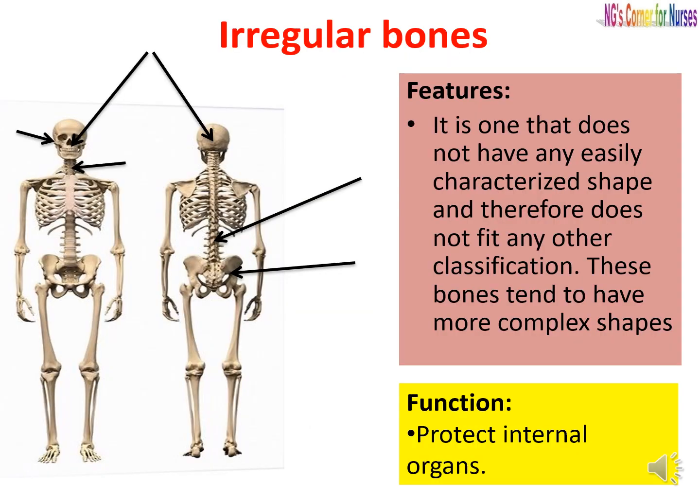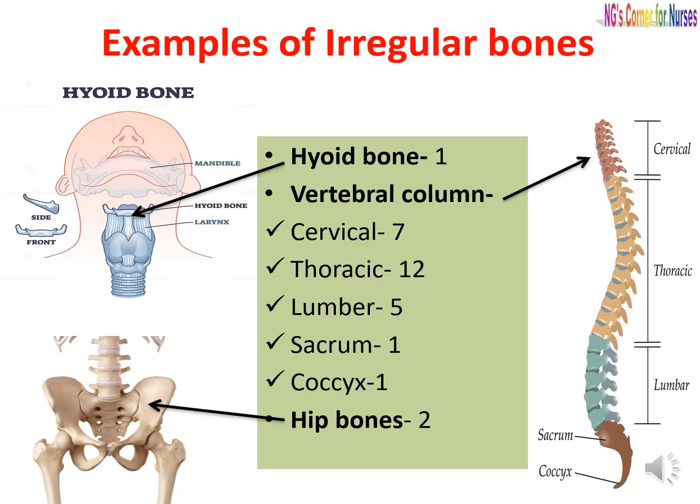The last one is irregular bones. It is one that does not have any easily characterized shape and therefore does not fit any other classification. These bones tend to have more complex shapes. They protect internal organs. We can find the irregular bones mainly in the hips, vertebra, skull and ears. Let's see the examples of irregular bones.